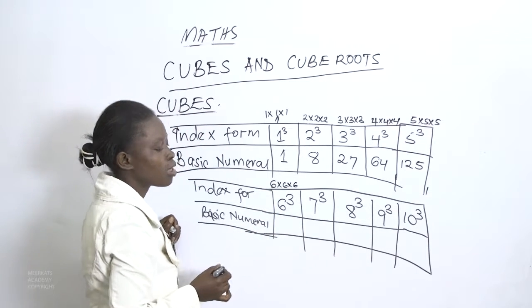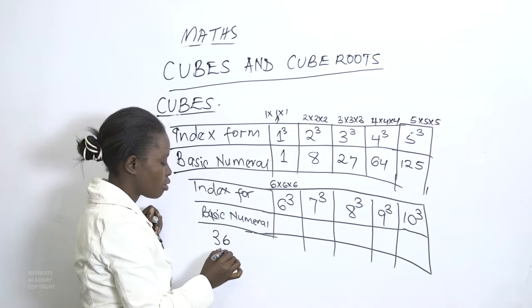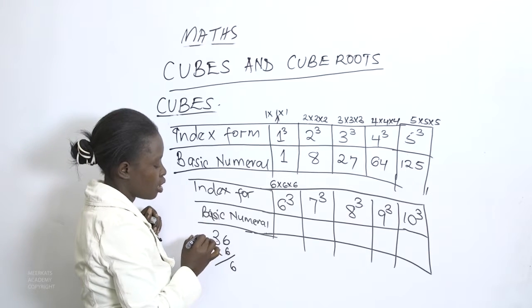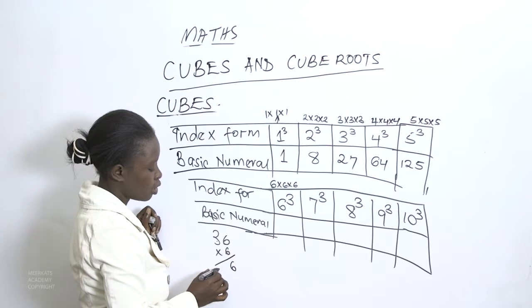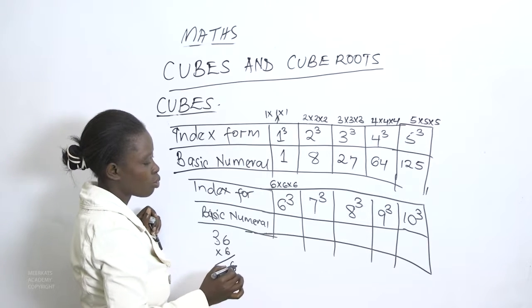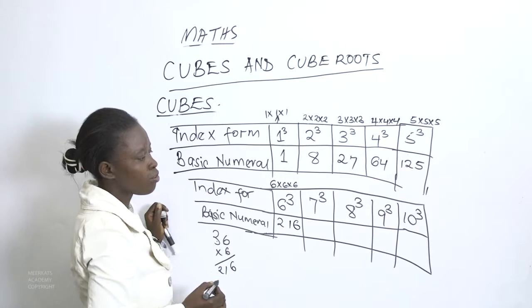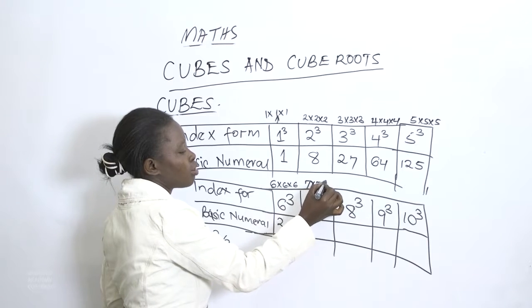Then we have 6 times 6 times 6. 6 times 6 is 36. Then we have 36 times 6. 6 times 6 is 36. 6 times 3, we have 18 plus 3, that is 21. So 6 cubed is 216.